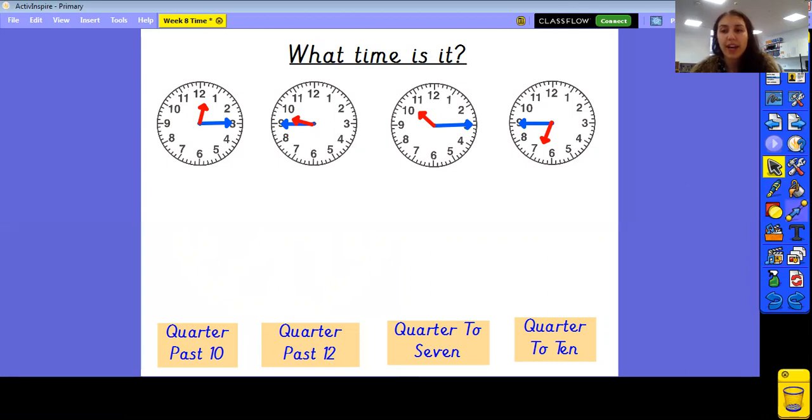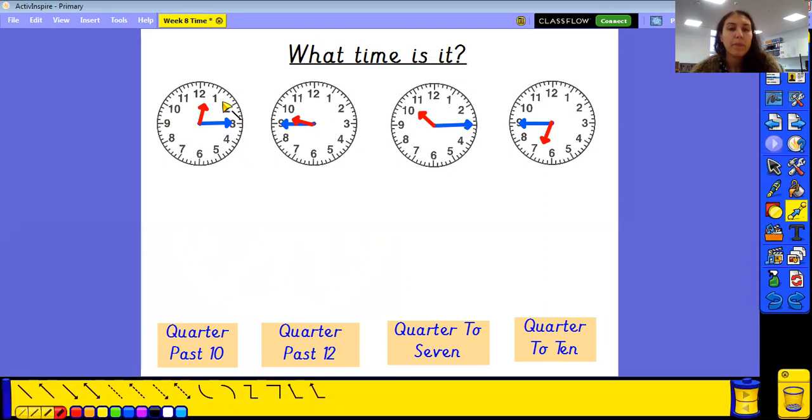Great, well done. Hopefully you've had some time to have a go at that. Let's go through them. So the big blue hand is pointing to the right. So when it's on that right hand side, it is minutes past. So this is a 1/4 past. Now I need to look at the red hand. Which hour has it just gone past? Because I can see it's 1/4 past. It has gone past 12. So 1/4 past 12 would be this one.